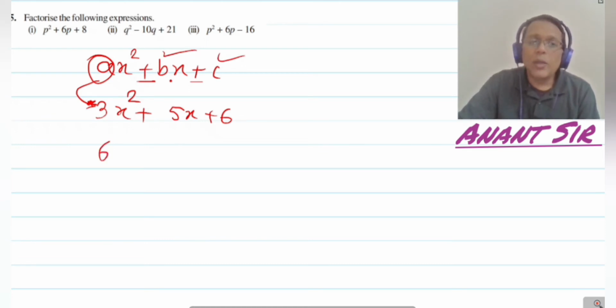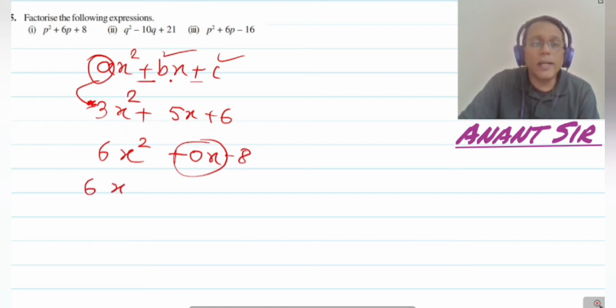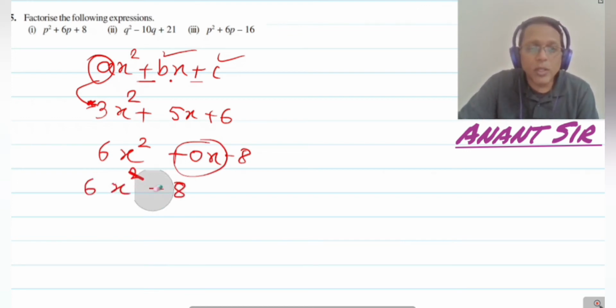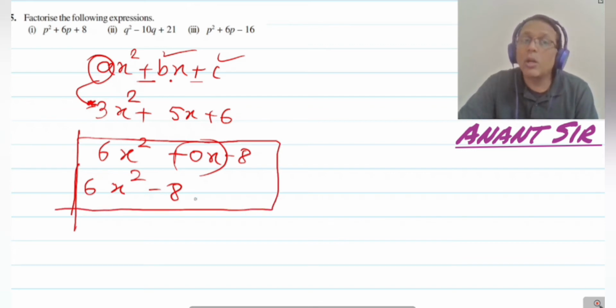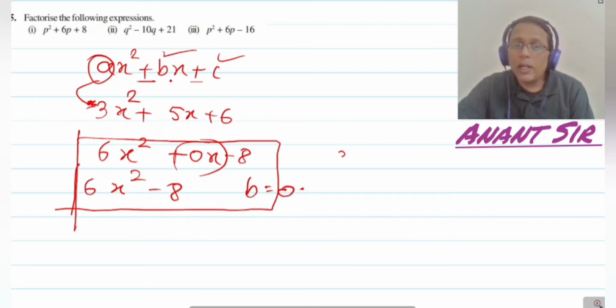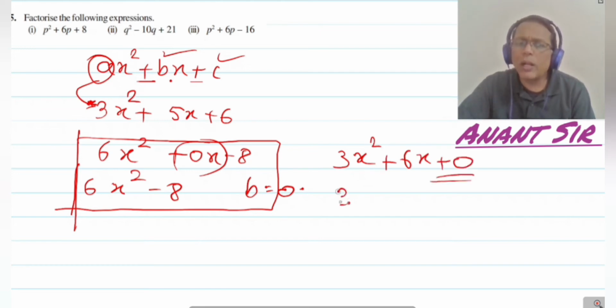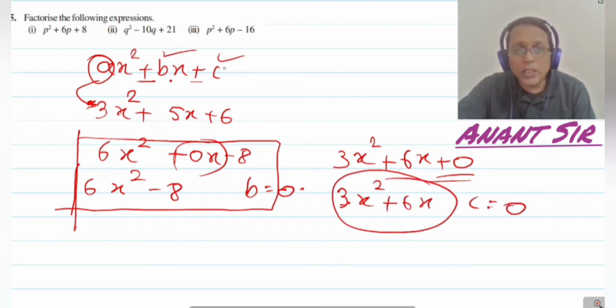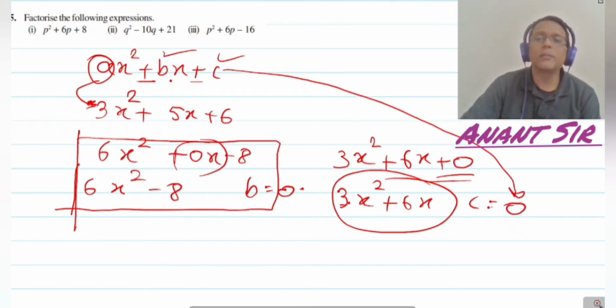That means you can have an equation like this, 6x square plus 0x minus 8. 0x means there is no x, so you can write it as 6x square minus 8. It is the same thing, 6x square minus 8. These two are the same, they are not different. There is no term of x here. That means here the b is 0. It is also possible that it will be an equation like this, 3x square plus 6x plus 0. There is no meaning to this 0. That means you can write the same equation as 3x square plus 6x. So see here, the c is 0, the last term, the constant.